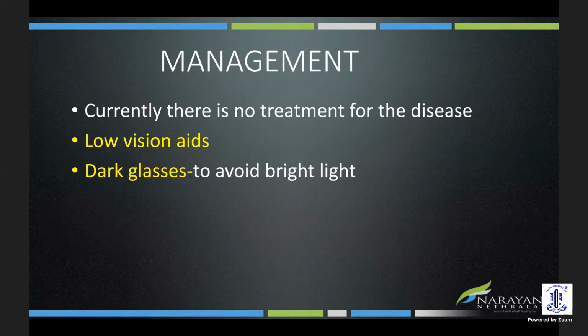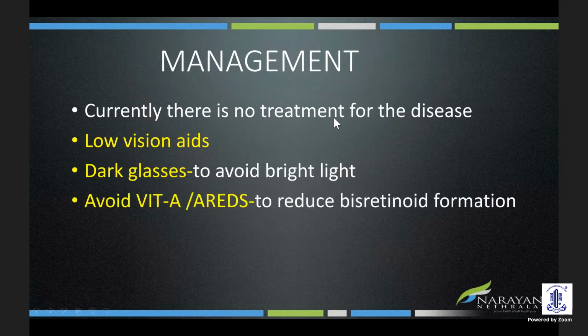We have to give low vision aids, and it's very important to give dark glasses to avoid bright light in Stargardt's patients. The reason being, the more bright light they get exposed to, the more the visual cycle keeps running, and the toxic byproducts keep increasing. So we need to give them photochromatic glasses. The same thing happens if we give vitamin A or any kind of antioxidant supplements to them: we are stimulating the visual cycle, thereby increasing the formation of bisretinoid. So these should be avoided. I still get a lot of Stargardt's patients who have a prescription for this.